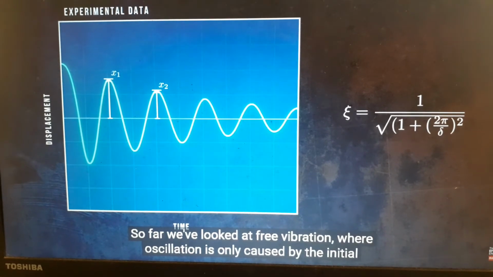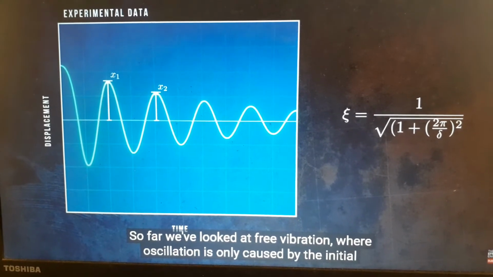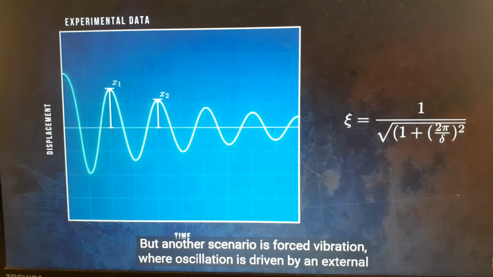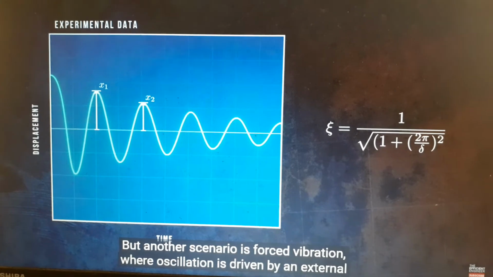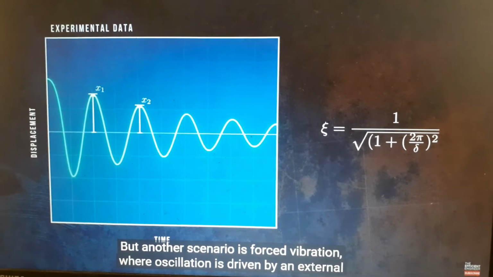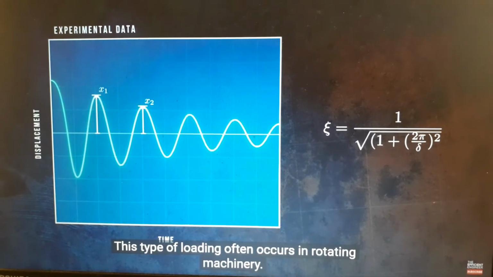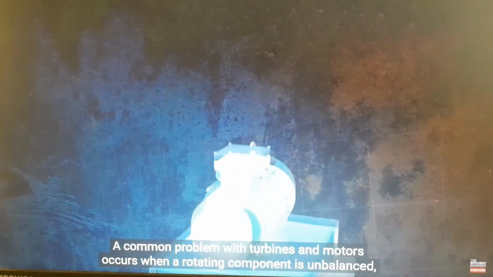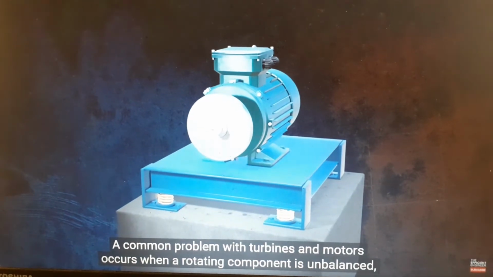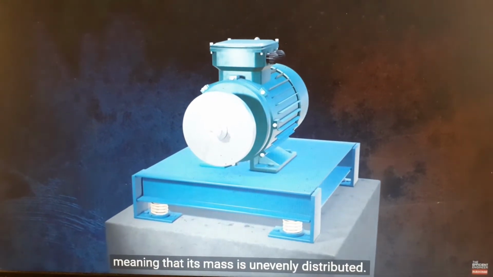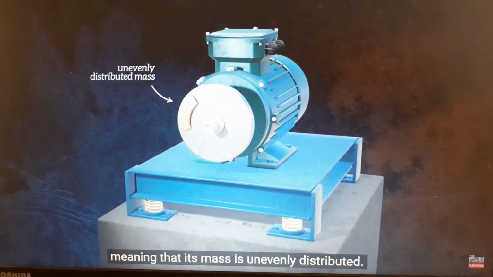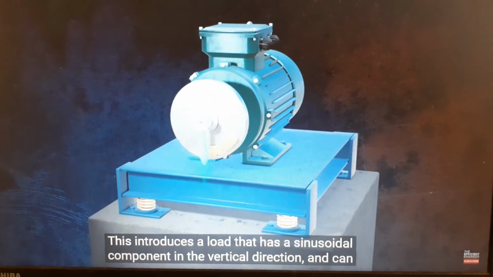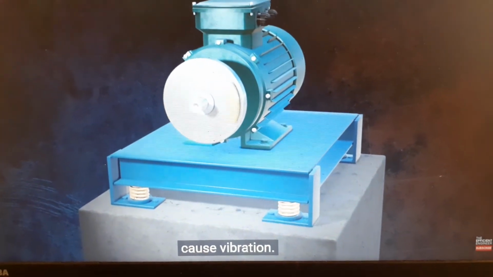So far, we've looked at free vibration, where oscillation is only caused by the initial conditions. There are no externally applied loads. But another scenario is forced vibration, where oscillation is driven by an external force. This type of loading often occurs in rotating machinery. A common problem with turbines and motors occurs when a rotating component is unbalanced, meaning that its mass is unevenly distributed. This introduces a load that has a sinusoidal component in the vertical direction and can cause vibration.